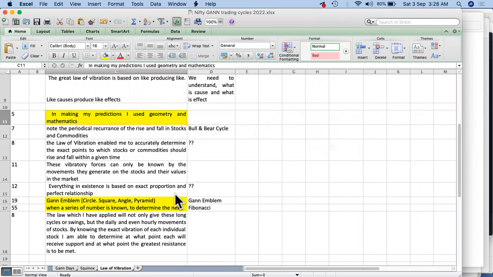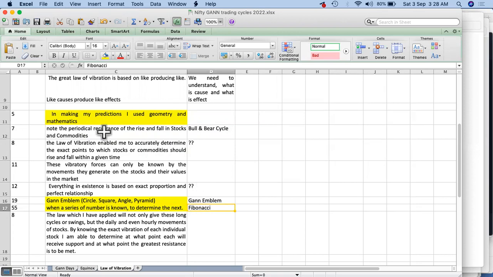So he says, first of all, in making my predictions, I use geometry and mathematics. And with that, he also talks about the Gann emblem, the circle, the square, angle, pyramid, right? So this has more to do with mathematics. When a series of numbers is known, it determines the next. So when this is talked about, we remember Fibonacci. So that's why we have used Fibonacci as a tool, right?